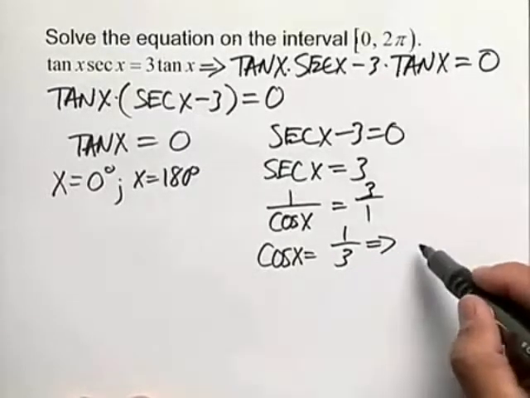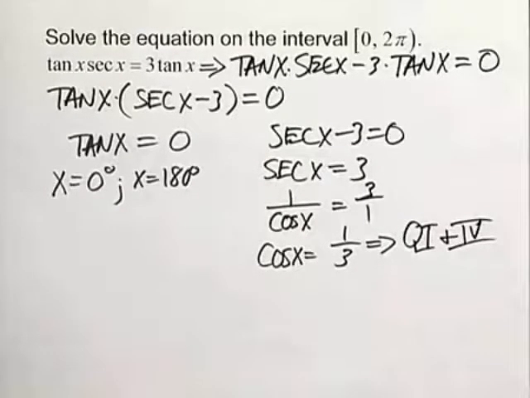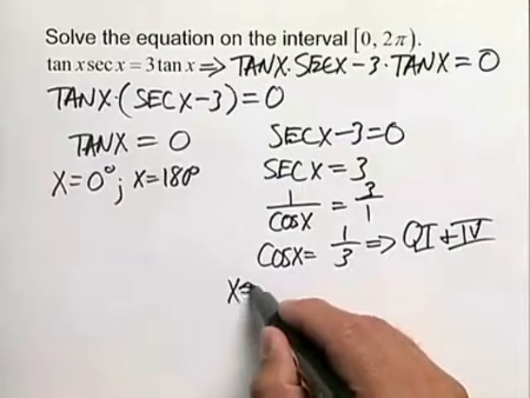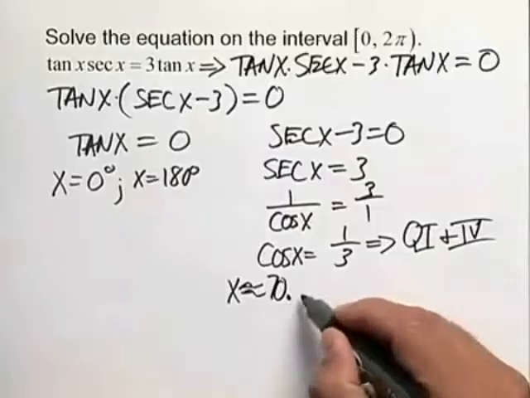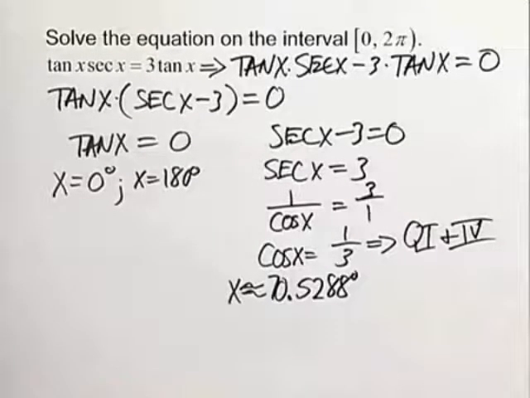Now, since the cosine is positive, when does this occur? We know that this happens in quadrant 1 and also in quadrant 4. So let's address quadrant 1. This is our non-standard value for the cosine. So if you take the inverse cosine of both sides and you have your calculator in degree mode, we're going to come up with an angle of approximately 70.5288 degrees. And that's true to 4 decimal places.